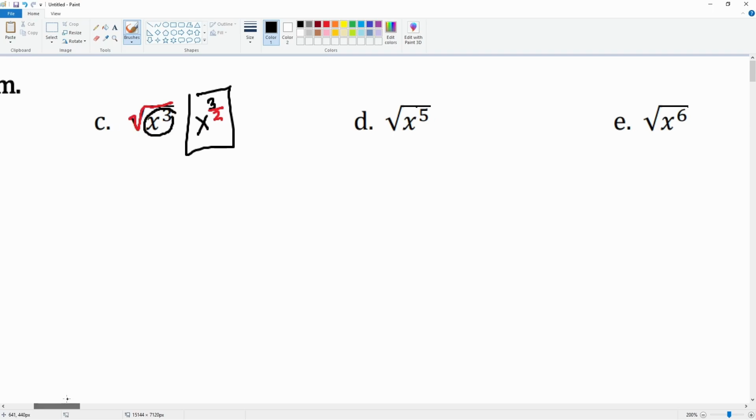Next, we have this one. The base is x to the 5th. Then we have the square root, so that becomes a divide by 2. That's the final answer here. Yes, you can simplify this if you want.